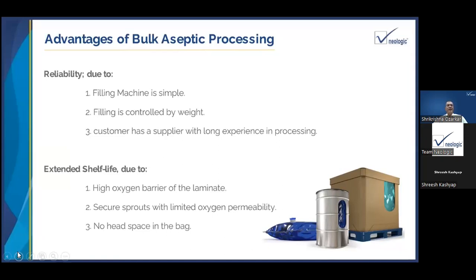We also get extended shelf life, another advantage, and that is due to the high oxygen barrier of the laminate. Then the second aspect is a secure spout with limited oxygen permeability. So this oxygen permeability is almost negligible, and there is no head space in the bag. So all these added points give extended shelf life to our product.